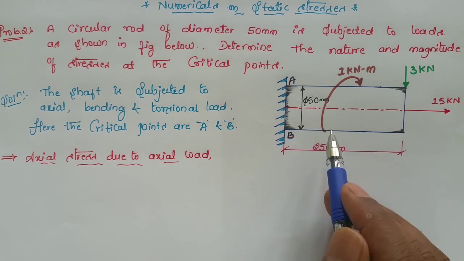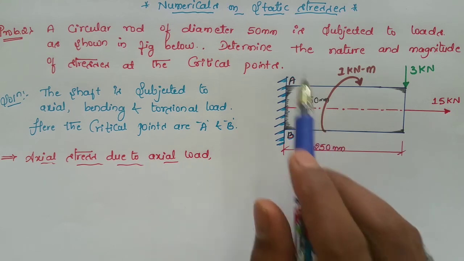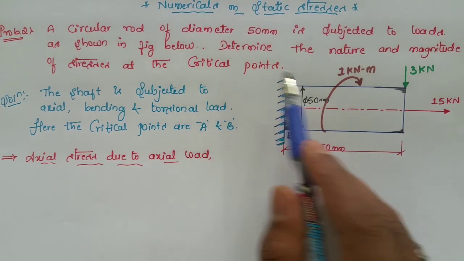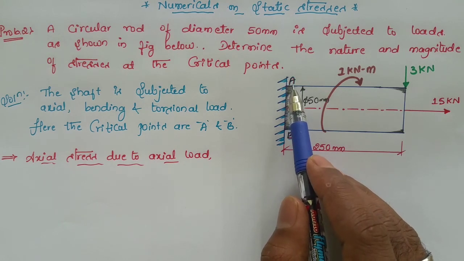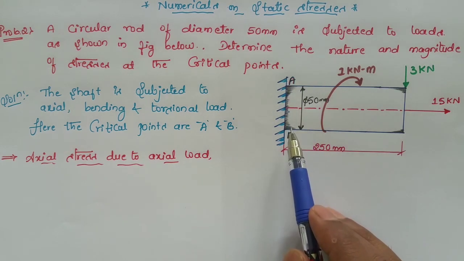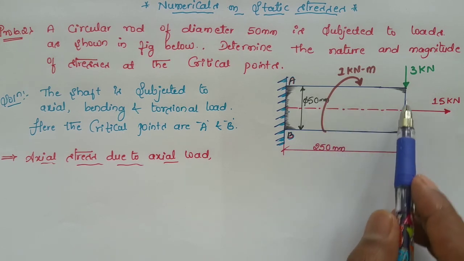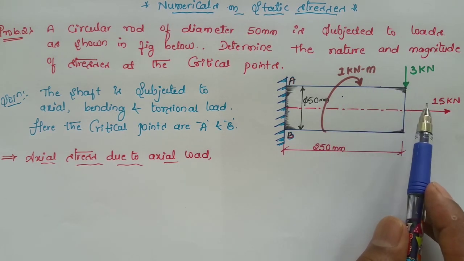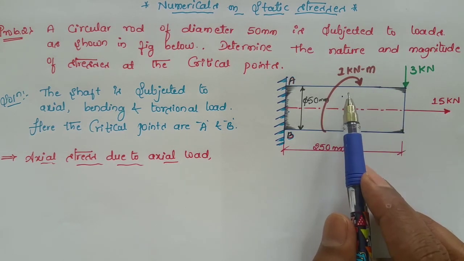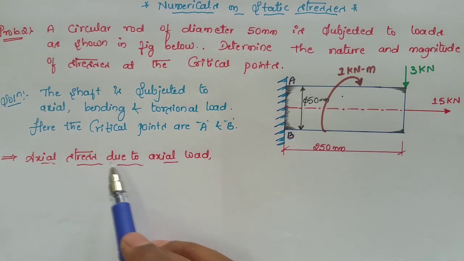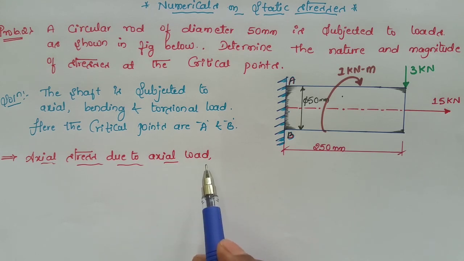Now for this problem we need to find out the nature and the magnitude of the stresses at the critical points. We can see here the points A and B, these two are the critical points. At these points I need to find out the nature and the magnitude of the stresses due to the different loads here, like axial load, bending and the twisting moment. Okay. Now we will go for the axial stress due to the axial load.